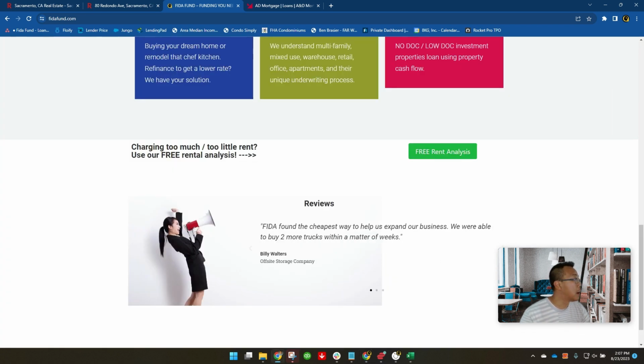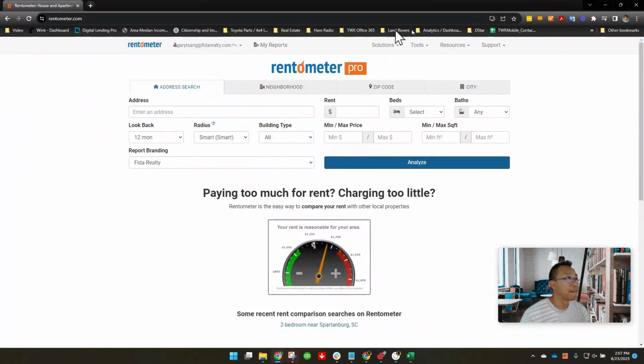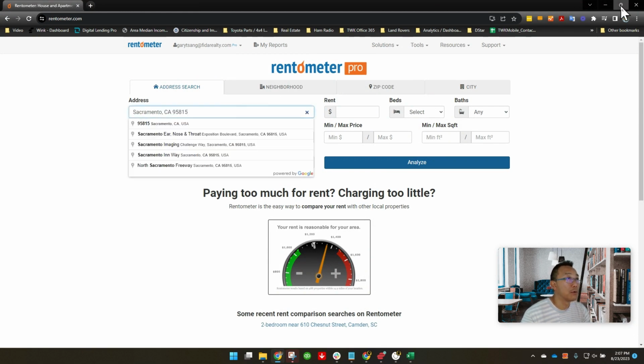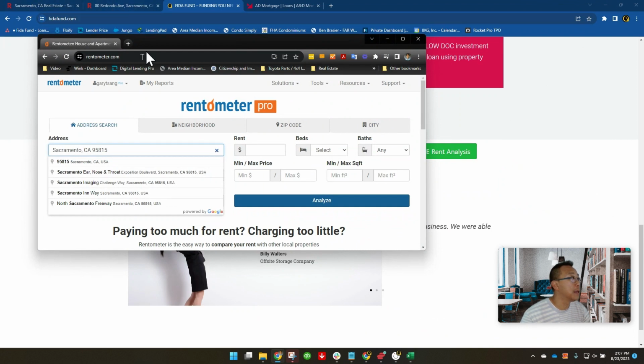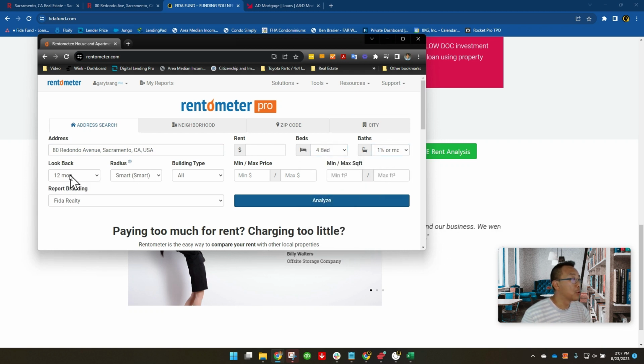Okay, so I'm going to pull out my own Rentometer site, and then you need to put down the address. I forgot what the address is already. So 80 Redondo Avenue, Sacramento, okay? 4-bed, 2 baths, right? Okay, and then we want to look back 12 months of market rent history, and analyze.